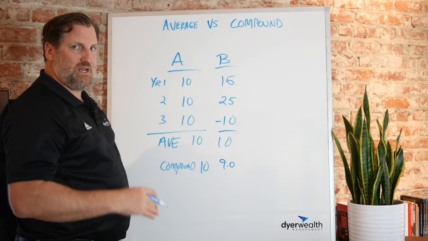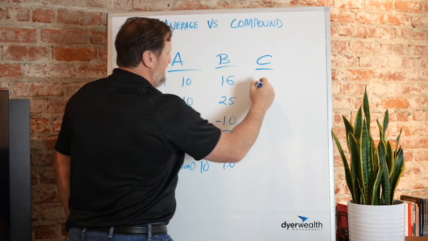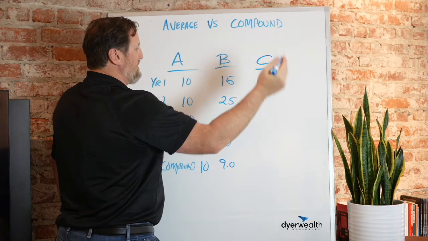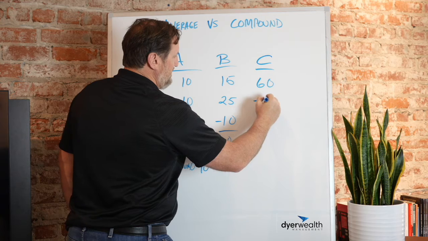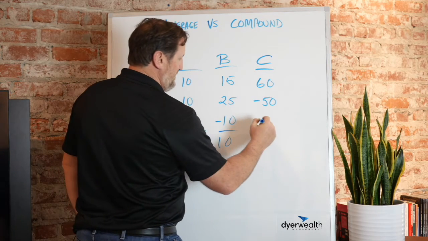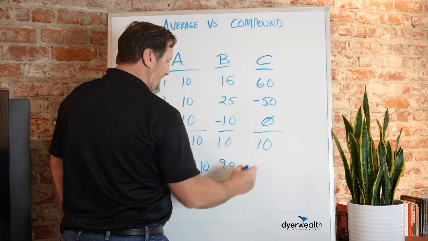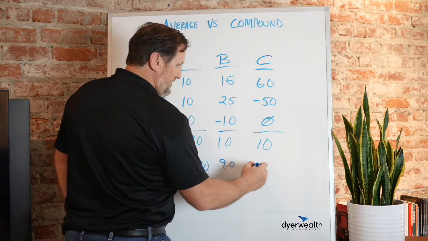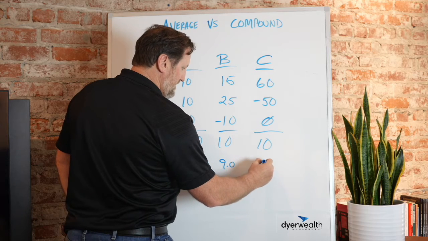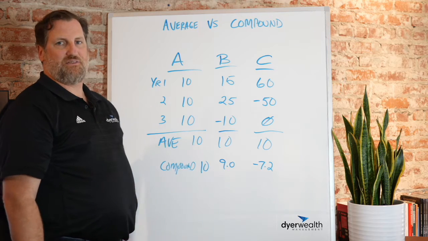Now let's look at one more kind of an extreme example, and that's portfolio C. In that case, it had a 60% return year one. Wouldn't that be nice? Negative 50% return year 2, and then nothing in year 3. Here's the math on that. 10% average rate of return, but here's the shocker. The compound rate of return is negative 7.2%.